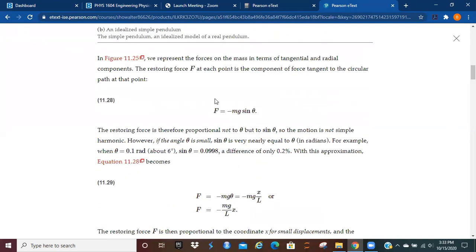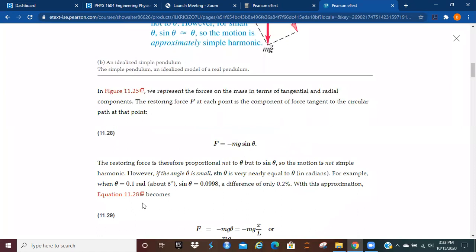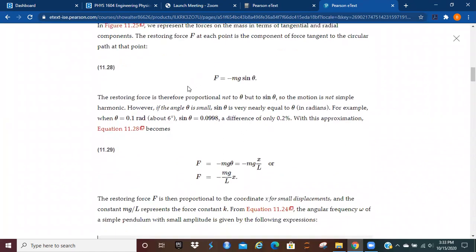So in figure 11.25, we represent the forces on the mass in terms of tangential and radial components. The restoring force at each point is the component of the force tangent to the circular path at that point. In other words, the force here is minus mg sine of theta. So the restoring force is therefore proportional not to theta, but to sine of theta. So the motion is not simple harmonic.